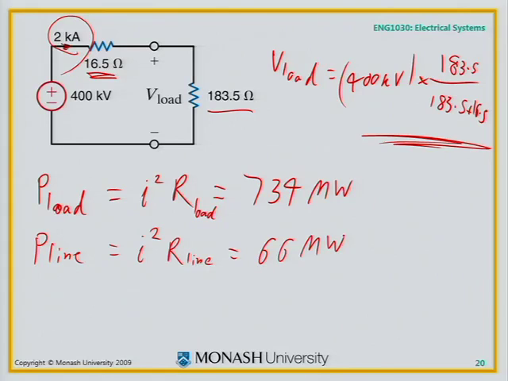Sanity check. How can I do a sanity check? Any ideas? Quick sanity check on those numbers. See how much the generator is providing, and check that it is the sum of those two, or 800 megawatts. Well, what's 400 kV by 2 kA? It's 800 megawatts. So as a sanity check, the sum of the powers absorbed by every element is 0, or the power supplied is equal to the sum of the powers absorbed by the line and the load resistance.